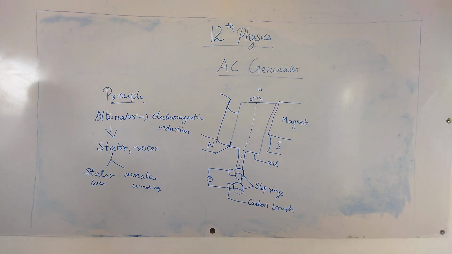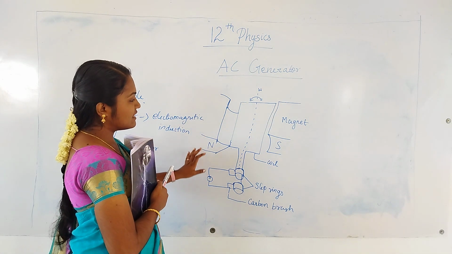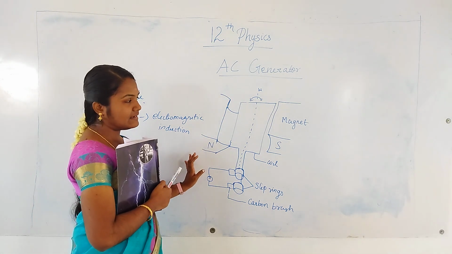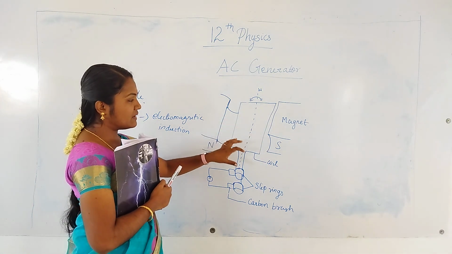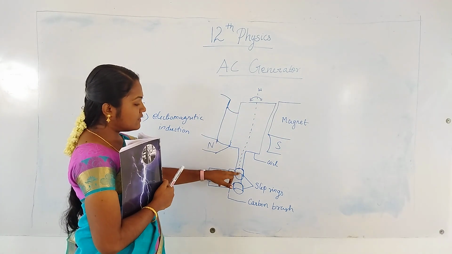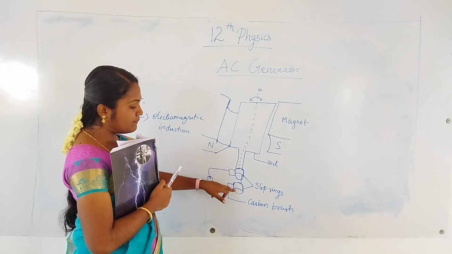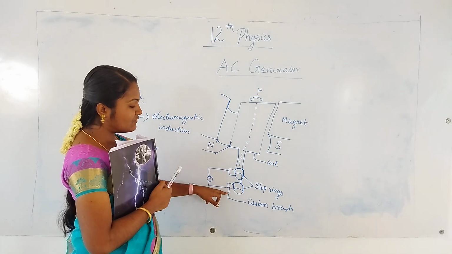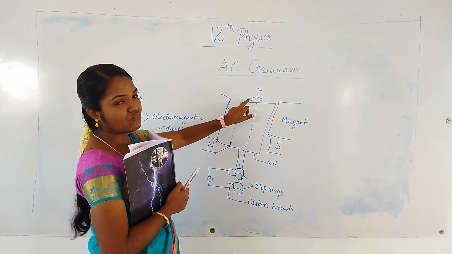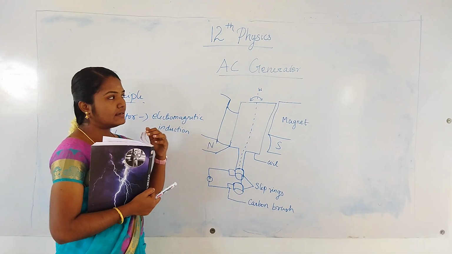Now we see about the AC generator. This is the structure of the AC generator. Here the two magnets are present, and between them a rectangular coil is present. Below the rectangular coil, it is joined with the slip rings. The two slip rings are connected with the carbon brushes. Here is the direction of current flow, given by Fleming's right hand rule.